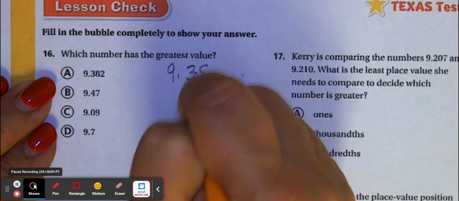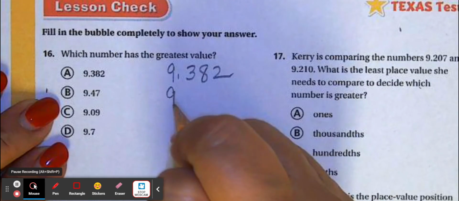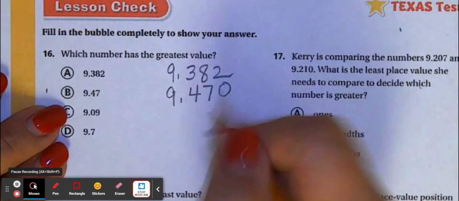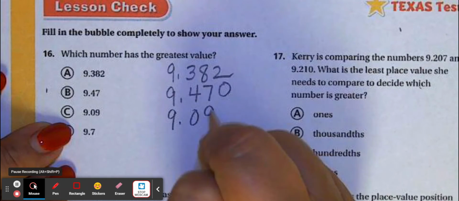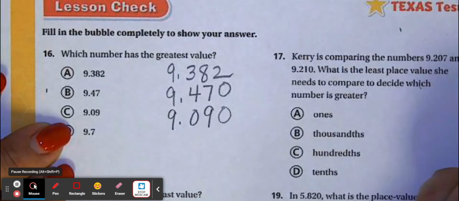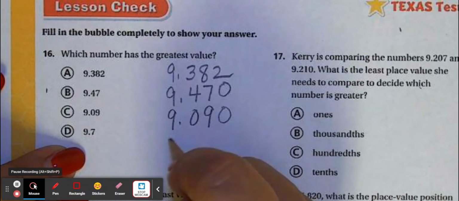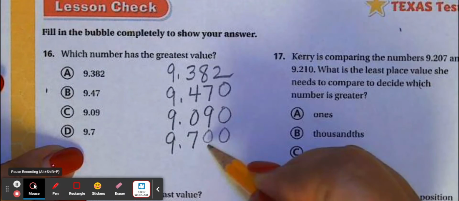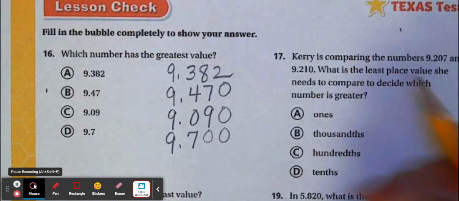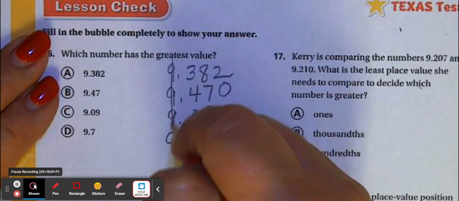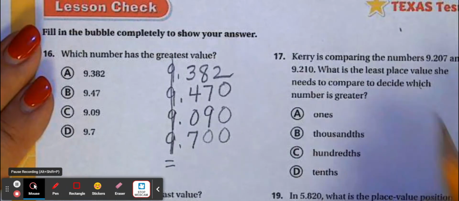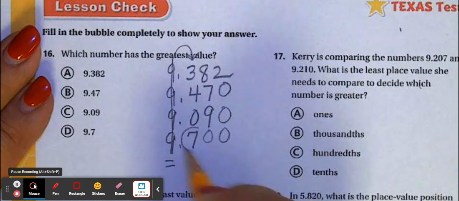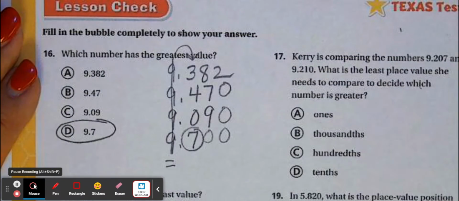9 and 382 thousandths. 9 and 47 hundredths. 0 is my hero because I have my thousandths right there. 9 and 9 hundredths. That 0 is my hero, so hold the 0 for the thousandths place. And 9 and 7 tenths. 0 is my hero to place under the hundredths and the thousandths. Looking at my ones place, starting from left to right, they're all equal. So I'm going to move over to the tenths place. The largest number is a 7, so the greatest number is 9 and 7 tenths.